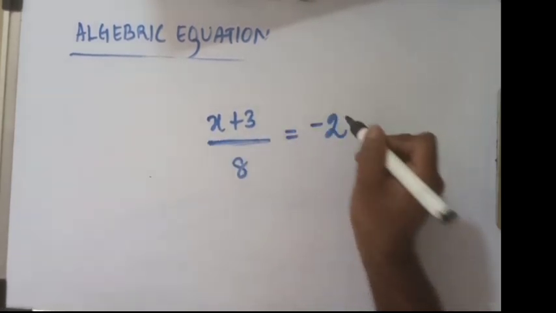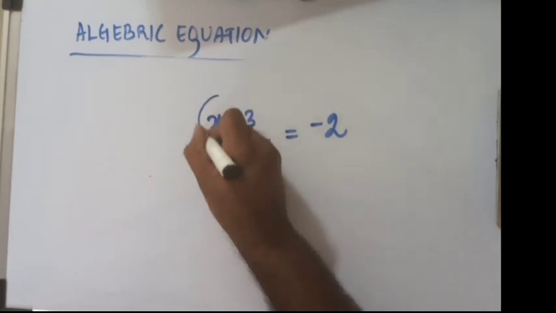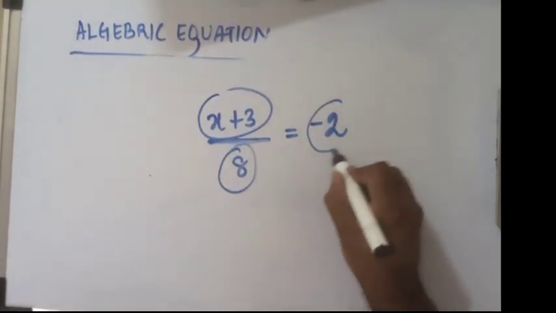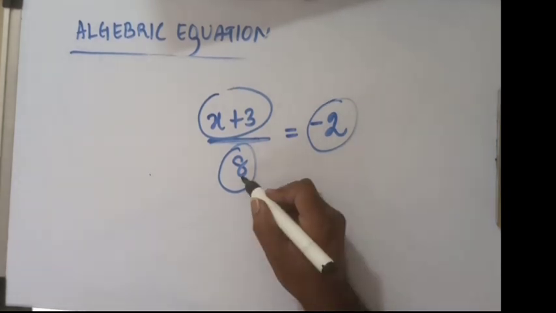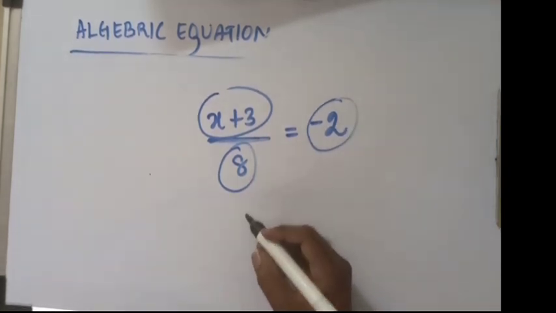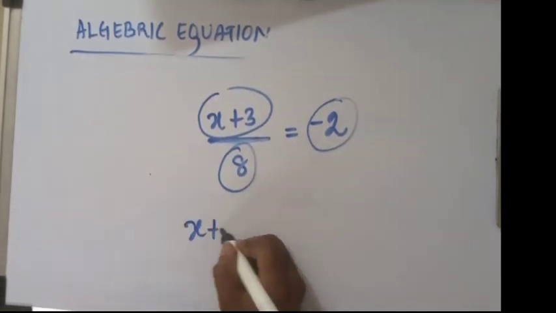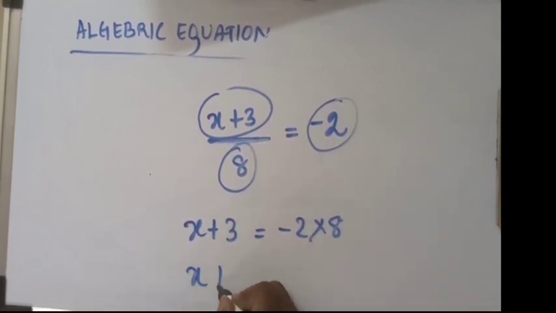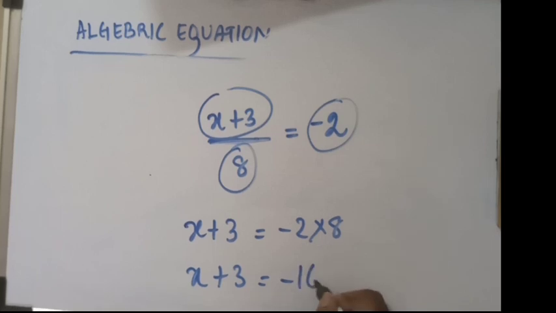You cannot take plus 3 here because this whole term becomes a variable term. This is a numerical term and this is a numerical term. So first, you'll solve the division first. So x plus 3 becomes minus 2 into 8. So x plus 3 becomes 16.